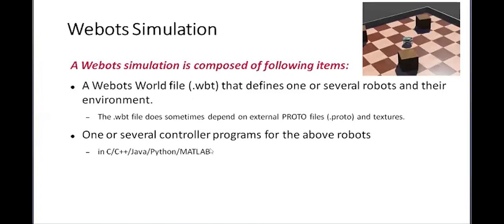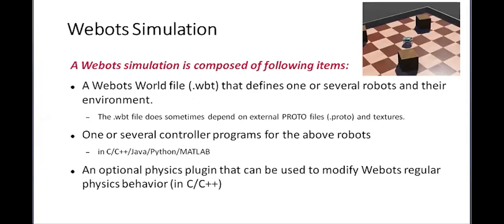Only then will it work in line with the controller. Otherwise, the two things will be separate. So somehow you need to link them, and the linking can be done very easily. You select the controller node, and then you select the controller file. That will link the controller to the corresponding robot or the environment.